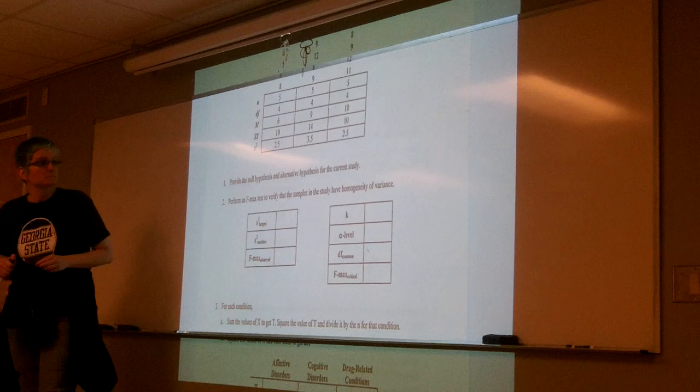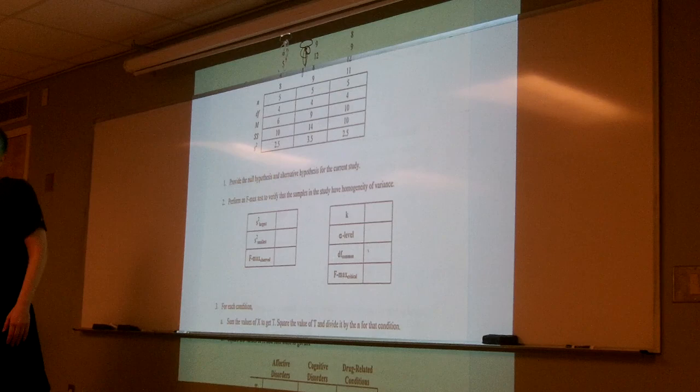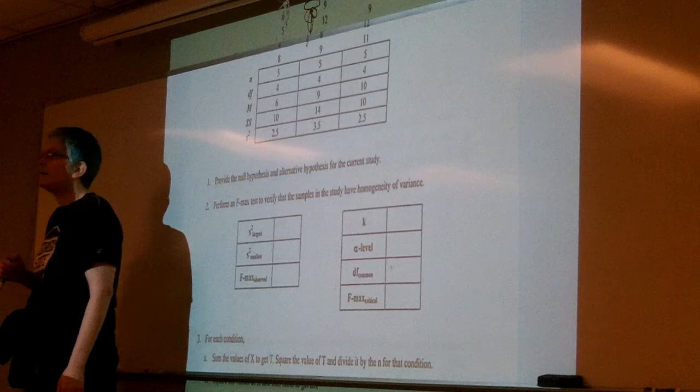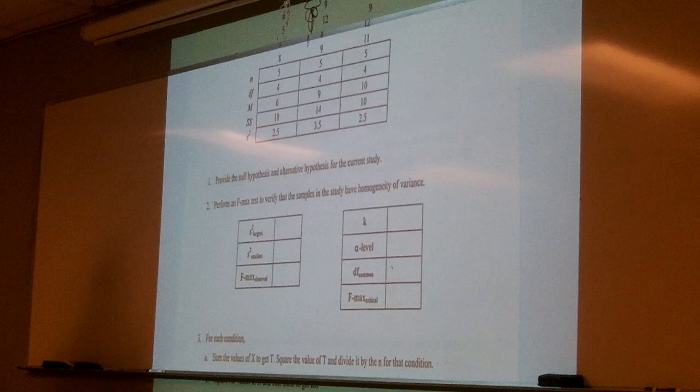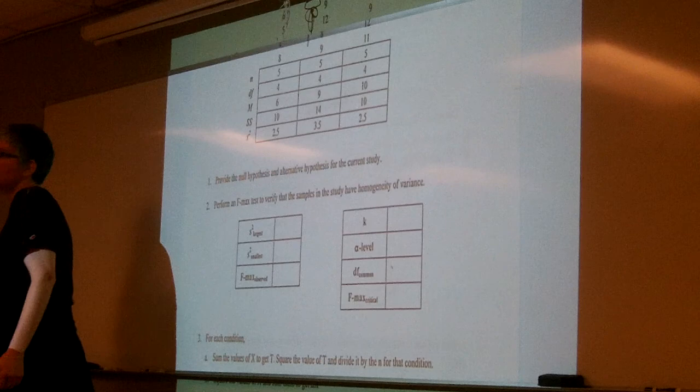What's our K? 3. It's the number of conditions, right? Or number of treatments. What's our alpha level? 0.05. We don't have any other information, so we assume 0.05 is the right answer. What is our DF common, our common degrees of freedom? 4. They all have degrees of freedom 4. That's a requirement for Fmax, right? You have to have samples of the same size to do Fmax, otherwise you have to do a different test for homogeneity of variance. And so if I use that information, what is my Fmax critical?